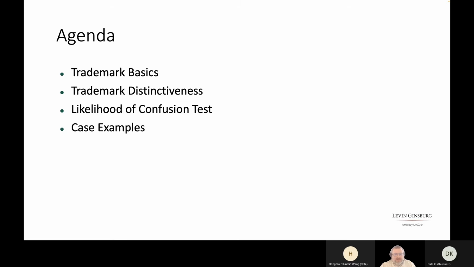We're going to talk a little bit about distinctiveness. We're going to talk about the likelihood of confusion test and give some case examples.